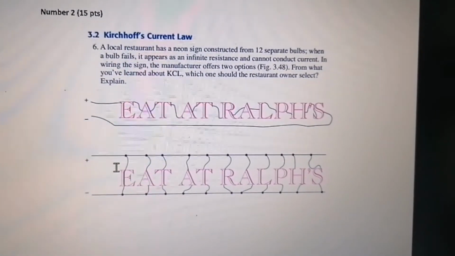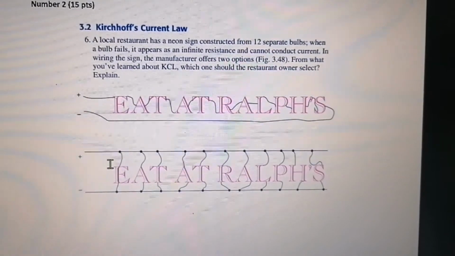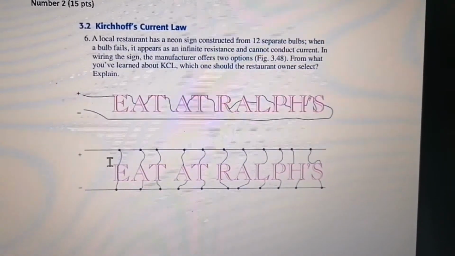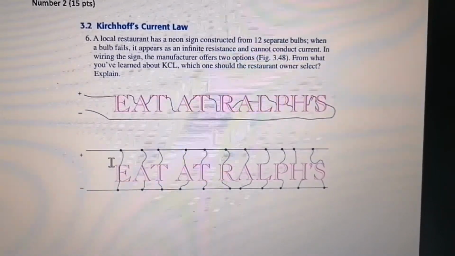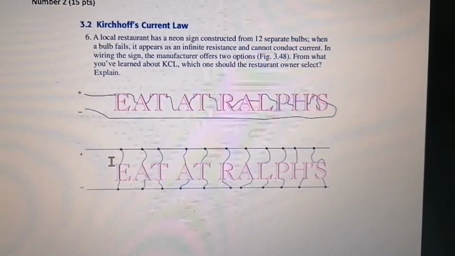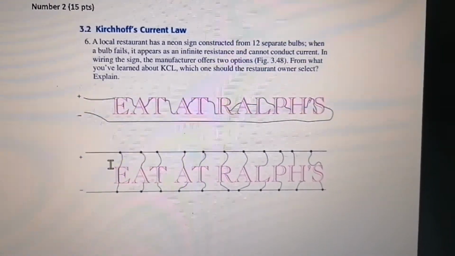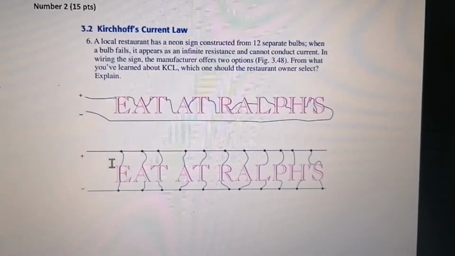A local restaurant has a neon sign constructed from 12 separate bulbs. When a bulb fails, it appears as an infinite resistance and cannot conduct current. In wiring the sign, the manufacturer offered two options. From what you've learned about KCL, which one should the restaurant owner select? Explain.